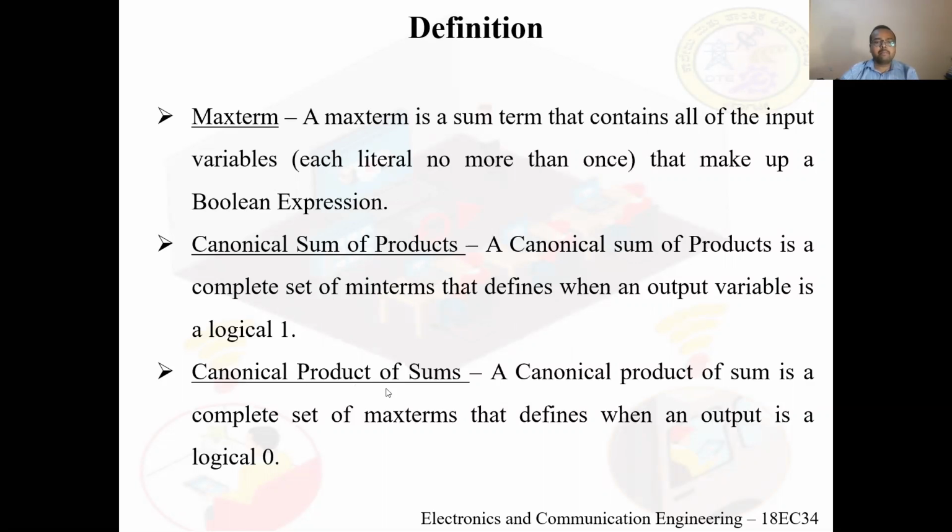Next, what we have is canonical product of sums. A canonical product of sums is a complete set of max terms that defines when an output is a logical 0. Here, we look for the input combinations which are max terms for which the output is logical 0. If you see, it says complete set of max terms. Max terms are nothing but sum terms which contain all of the input variables. Similarly, canonical SOP says complete set of min terms. When I say min terms, it is a product term which contains all of the input variables, each literal no more than once.